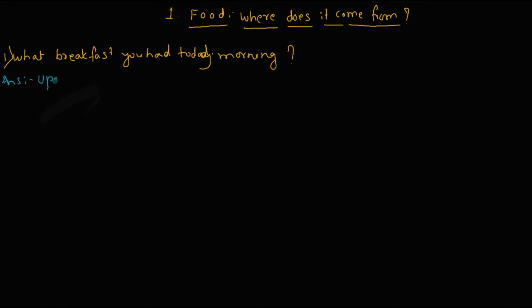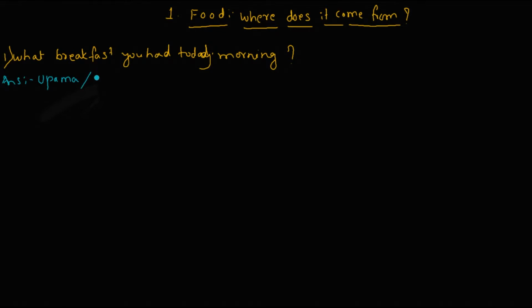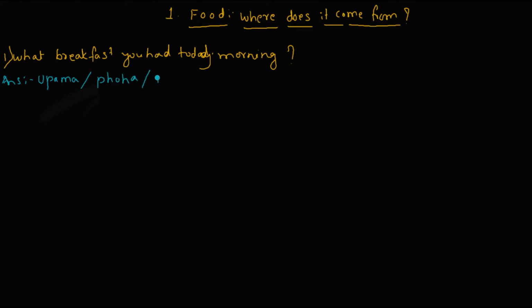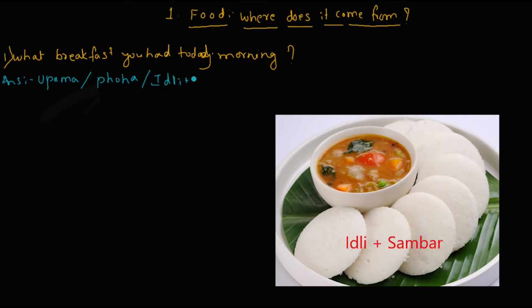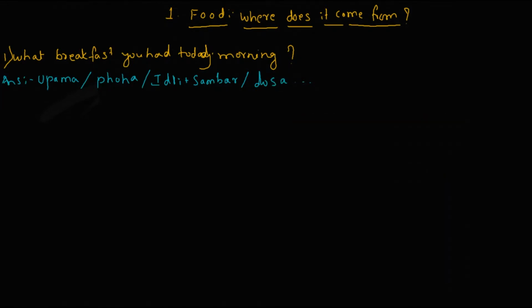Upma, or poha, or idli plus sambar, or dosa, and so on. You might be having any one of these things or maybe something different. You just list it out on paper in your book.